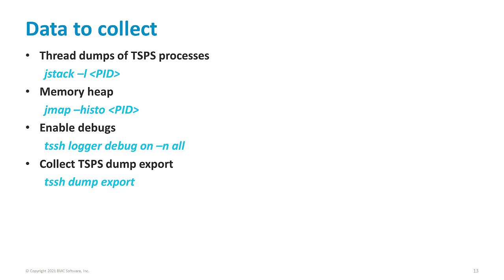To get the histogram of the heap memory, the JMap utility can be used, which is also included in the JDK. In case of any issues with the console, enable the TSPS debug for 5 to 10 minutes and collect the TSPS dump using the tssh dump export command. For console slowness issues, you can also collect the browser developer tools output. I'll show you a quick demo of how this data can be collected.